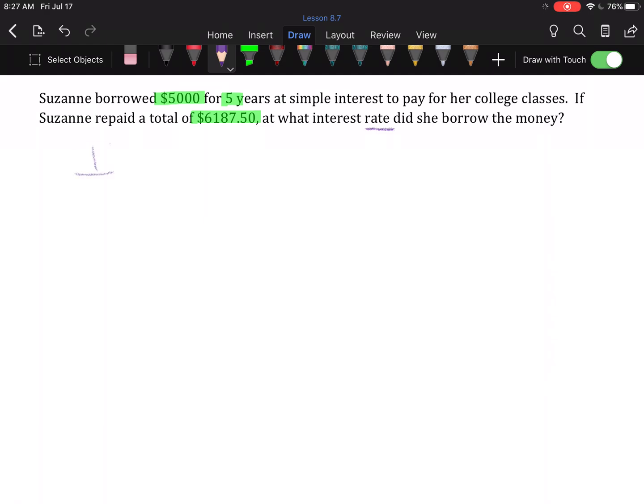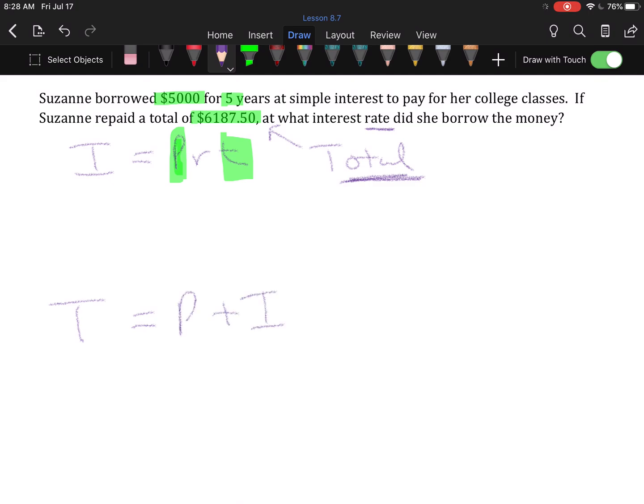So let me remind you, we have I equals PRT. 5,000 is the principal, so we know that. And 5 years is T, time, we know that. But that $6,187.50 is total, not interest. So we have to use our total equals principal plus interest formula as well.